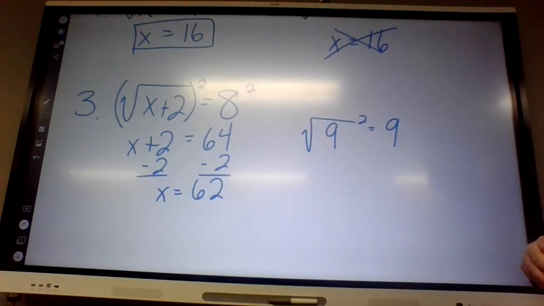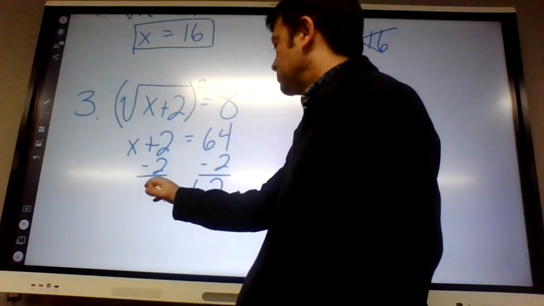Okay, does it actually work? Does the square root of 62 plus 2 equal 8? Yes, it does.